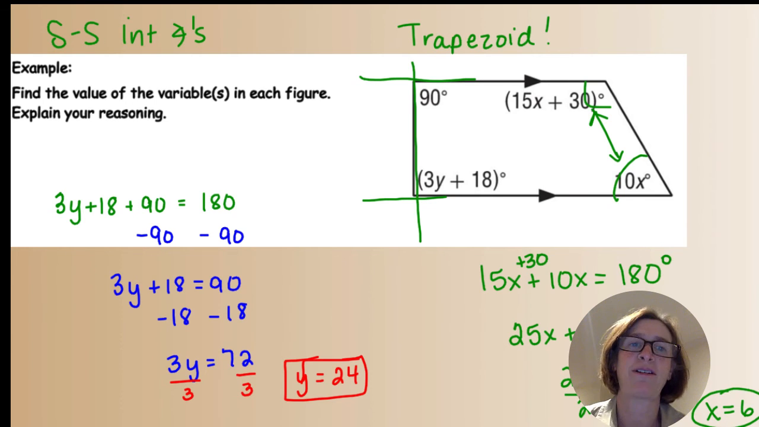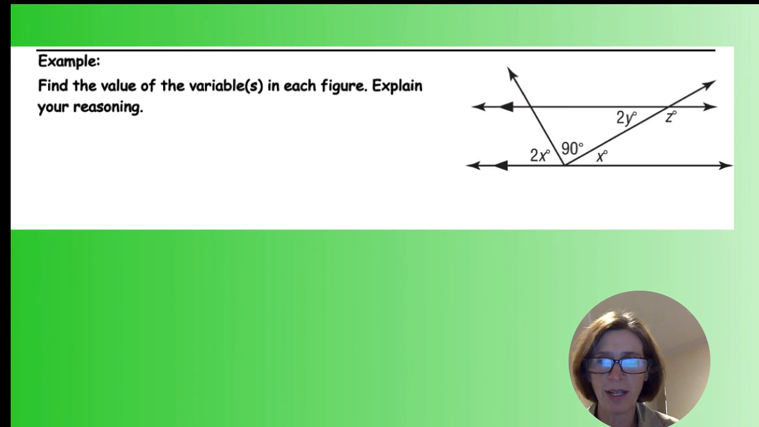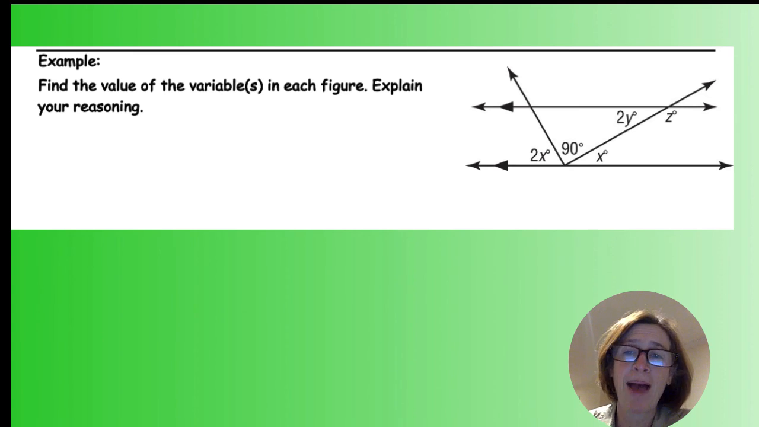All right, your turn. You try. Now remember, we're looking for alternate interior angles, which are formed with a z, same side interior angles, corresponding angles, and alternate exterior angles. Okay, so try it, pause, and come back. All right, you've tried it, you're back. Hopefully you've given it your best.